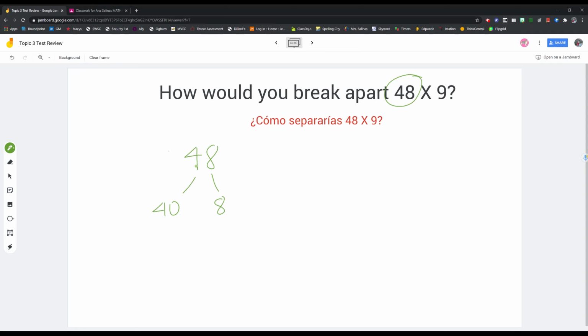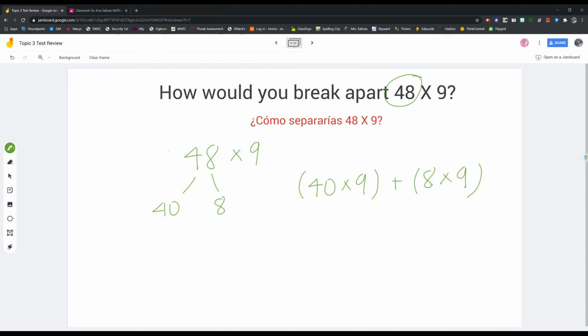Why 40? Because the 4 in the tens place represents 40. And then I have my 9. So this would become 40 times 9 plus 8 times 9. Remember, we share the outside number with each of the inside numbers. And that's it. You don't need to solve it.